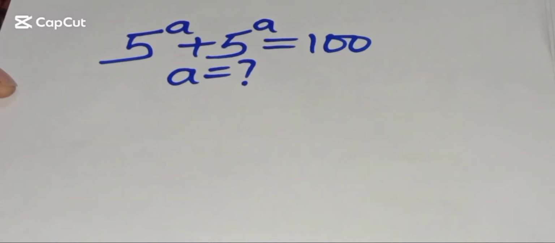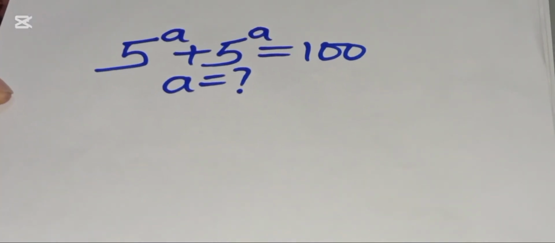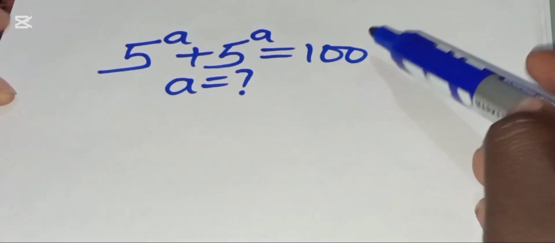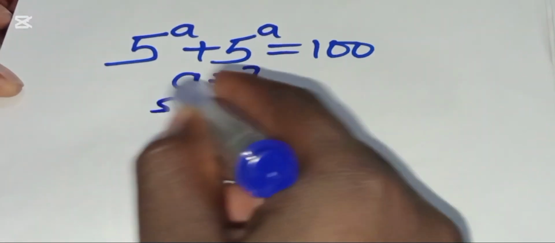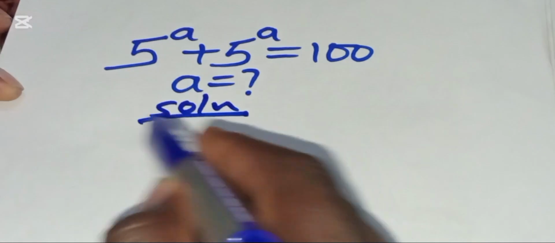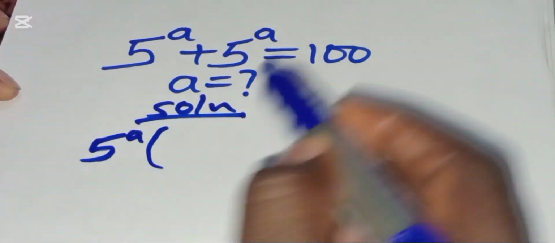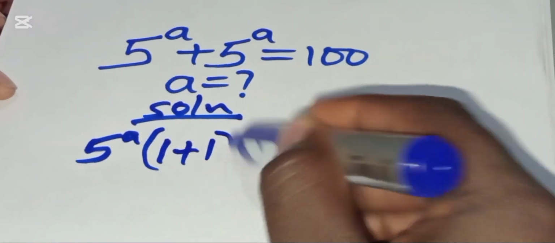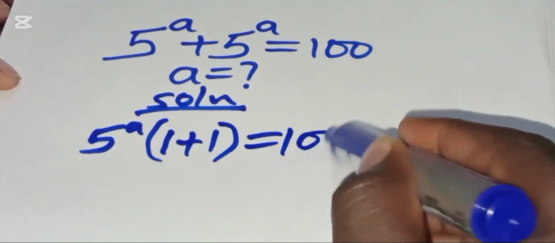Hello everyone, let's solve this exponential equation: 5 raised to power a plus 5 raised to power a is equal to 100. So what is the value of a? Now the solution: we have that 5 raised to power a is common here, so we can have (1 plus 1) times 5 raised to power a, equal to 100, okay?